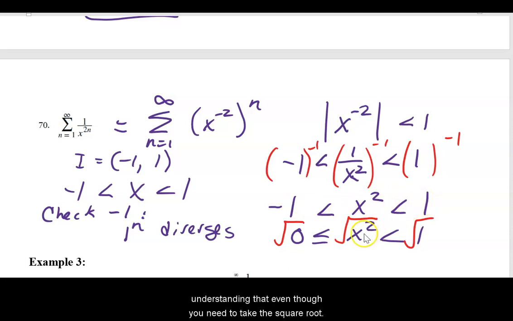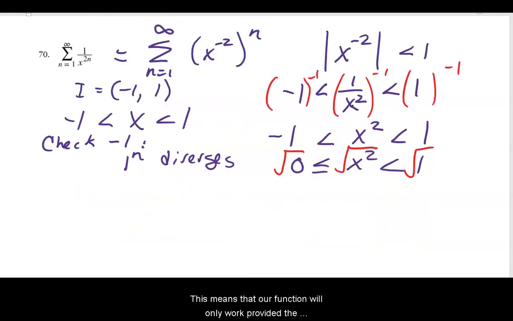The difficulty lies in understanding that even though you need to take the square root, it's still going to need to be between negative 1 and 1 because it originally was between negative 1 and 1. This means that our function will only work provided that x is between negative 1 and 1. Again, this does not tell you anything about convergence at the endpoints, negative 1 and 1.